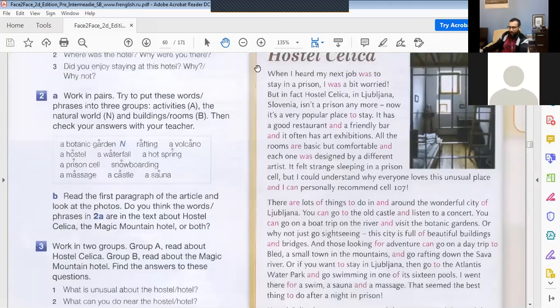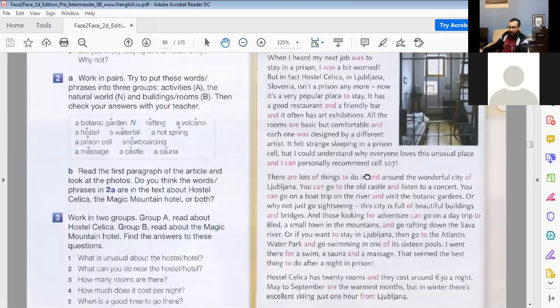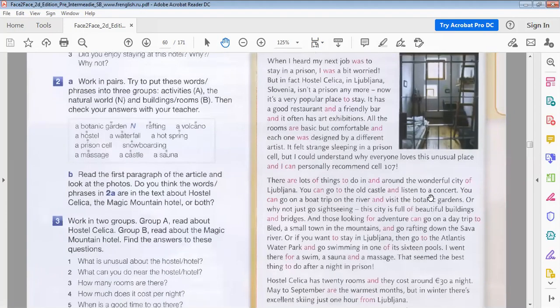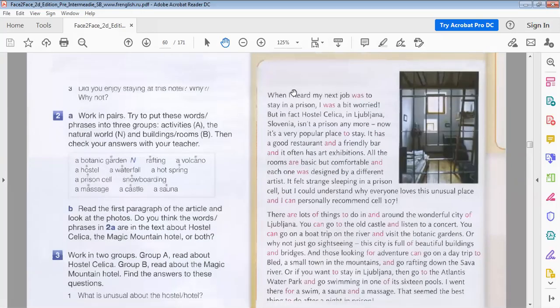I'm going to have to zoom out a little bit. Salam alaikum. Wa alaikum salam. Hello, how are you today, Sophia? Fine. Okay, good.